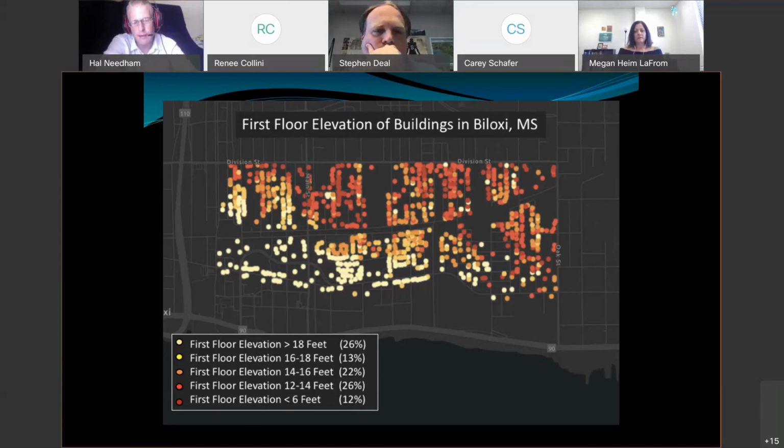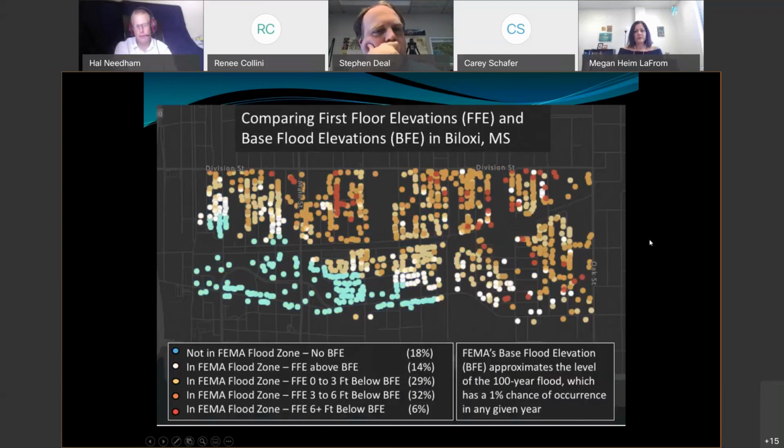And then the next slide is interesting. It compares those elevations to the FEMA base flood elevation, which was interesting to look at.